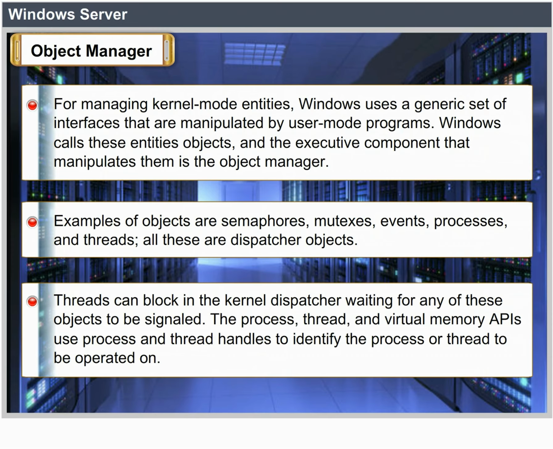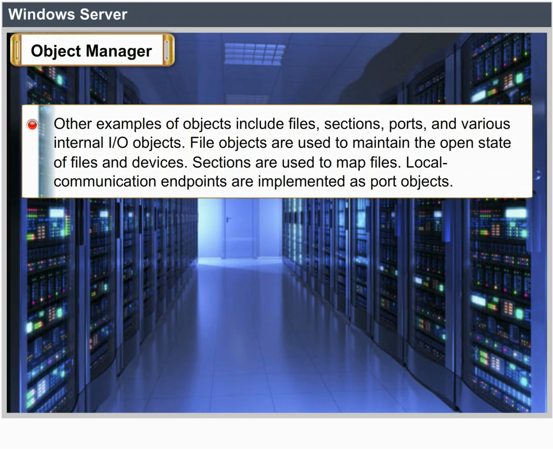Other examples of objects include files, sections, ports, and various internal I/O objects. File objects are used to maintain the open state of files and devices. Sections are used to map files. Local communication endpoints are implemented as port objects.